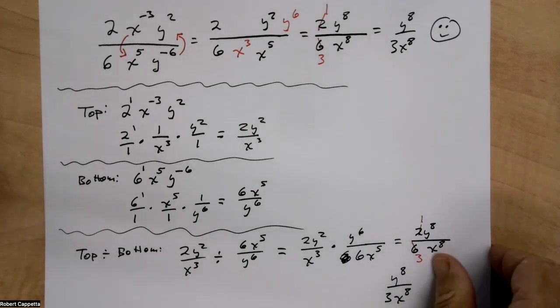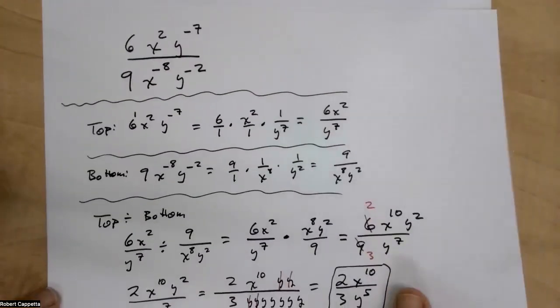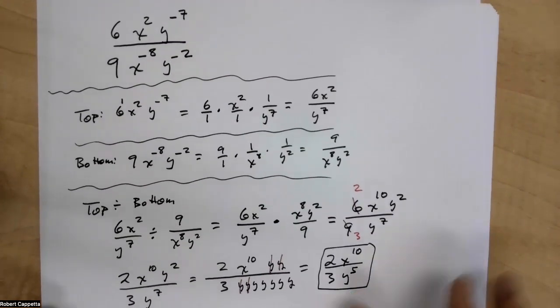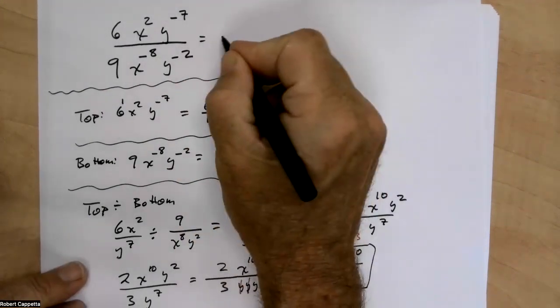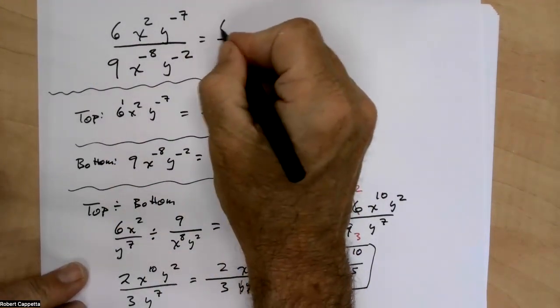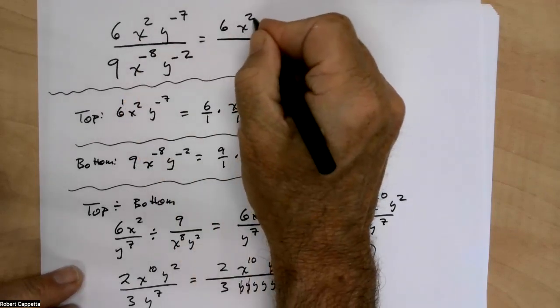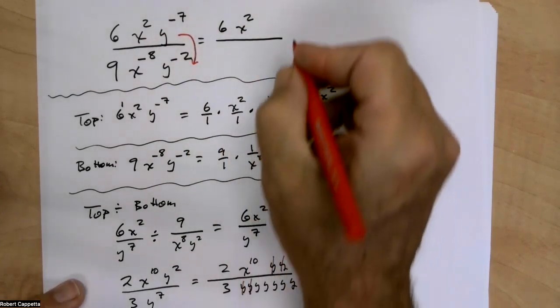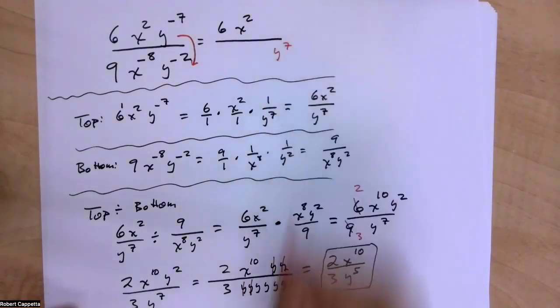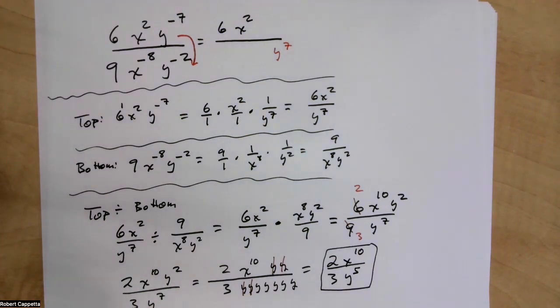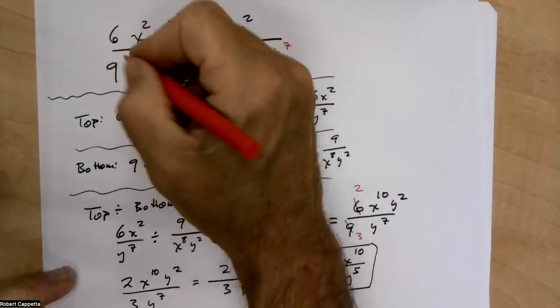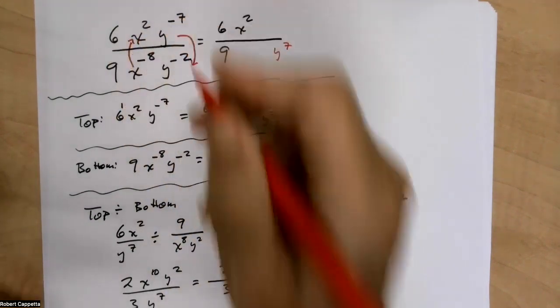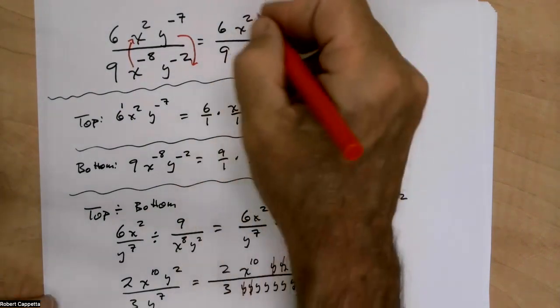So let's try that again with the second problem that we did. If you have a negative exponent, we move it up to down or down to up. So how is this going to work? 6 stays put. x squared stays put. This y to the negative 7 is going to move down. When it moves down, it becomes y to the positive 7. 9 stays put. x to the negative 8 has to move up. It has a negative exponent. x to the negative 8 will move up. And what will it become when it moves up? It becomes x to the 8th.